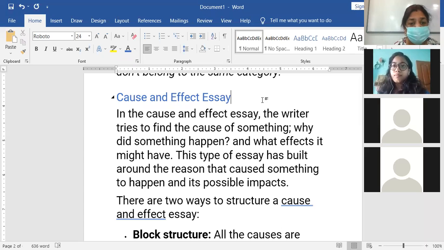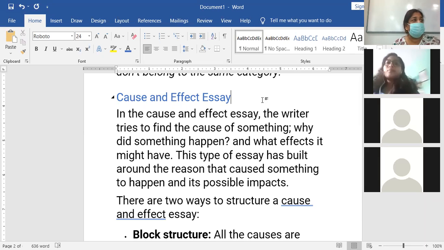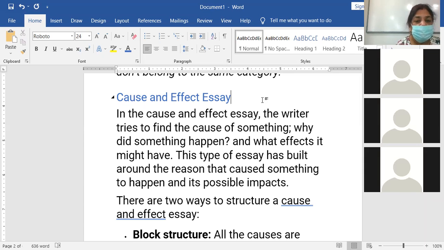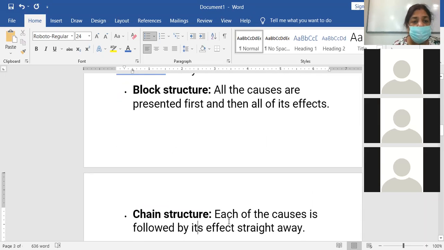So there are two ways to structure a cause and effect essay. Please study this time, second semester, and do some written work. I'm taking so much time on one particular thing so that you understand 100%. So the cause and effect essay has two structures. The first is the block structure.